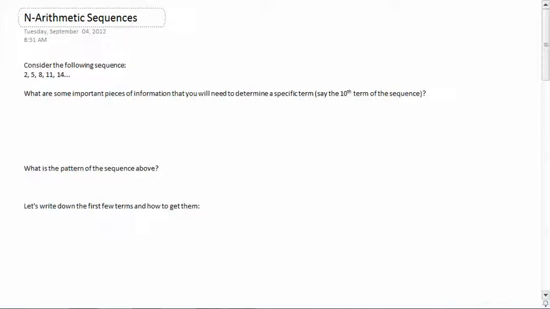All right, so again, we're going to try to be determining a specific term, say the 10th term of the sequence. So what are some pieces of information that might be important in order to do that? Well, hopefully you would say, well, we're going to need to know the difference between each of the terms. What is the pattern? All right, so we need to know the pattern. What else do we need to know? Well, we need to know where we started, right? You need your starting point. Okay, and then last of all, we need to know exactly which term we're looking for.